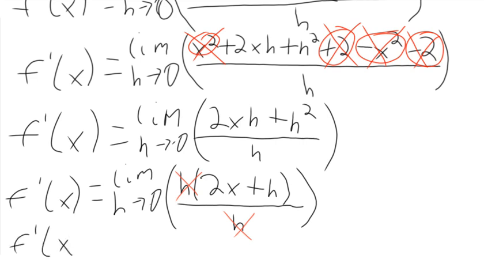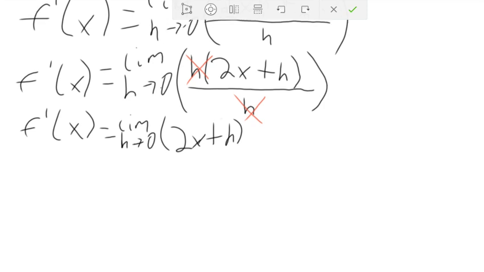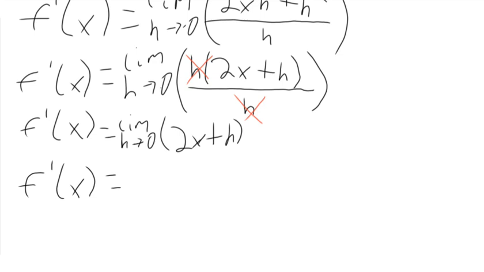And we know now that f prime of x equals the limit, I'm going to run out of room there, equals the limit as h goes to 0 of 2x plus h. And in here we can just simply plug in the 0 for h. We know that f prime of x is equal to 2x plus 0, or just 2x. And this is how we use the definition of derivative to find the derivative of x squared plus 2.